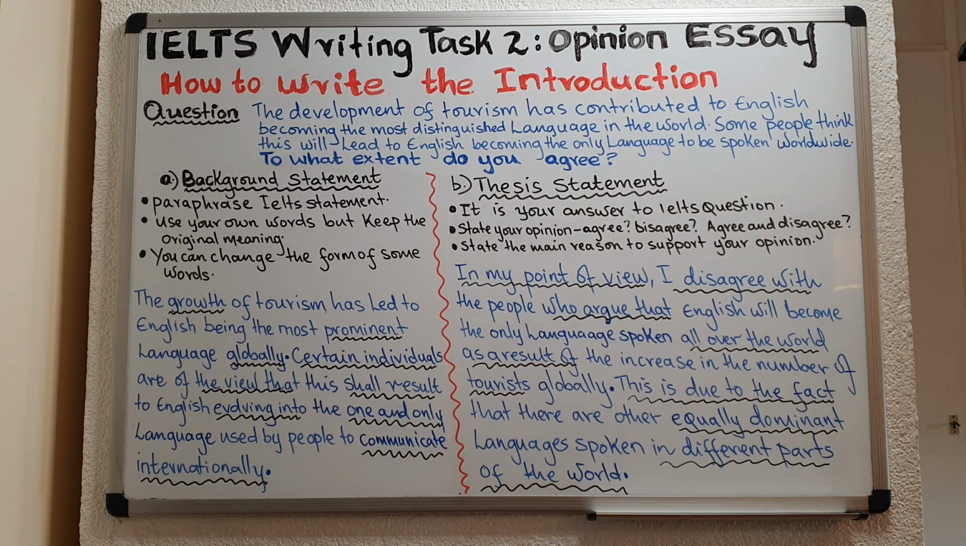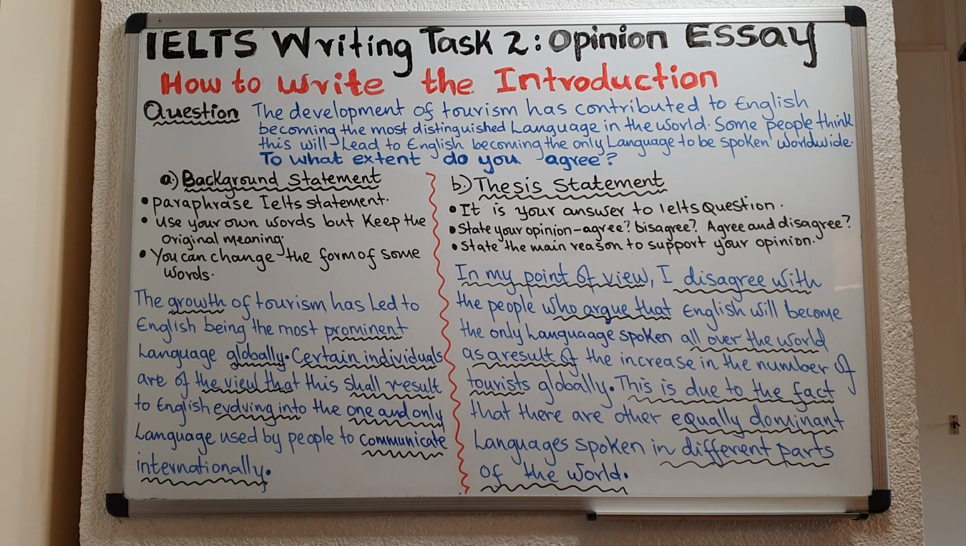And then the third part of the question is, to what extent do you agree? So here you need to say, I totally agree, or I totally disagree, or I agree and disagree. And then after that, you explain what it is that you agree with, or what it is that you disagree with, or what it is that you agree and disagree with. So remember to use the word totally. In my point of view, I totally disagree with the people. Or in my point of view, I totally agree with. Because the question is to what extent. Okay? So that's how you answer this question.